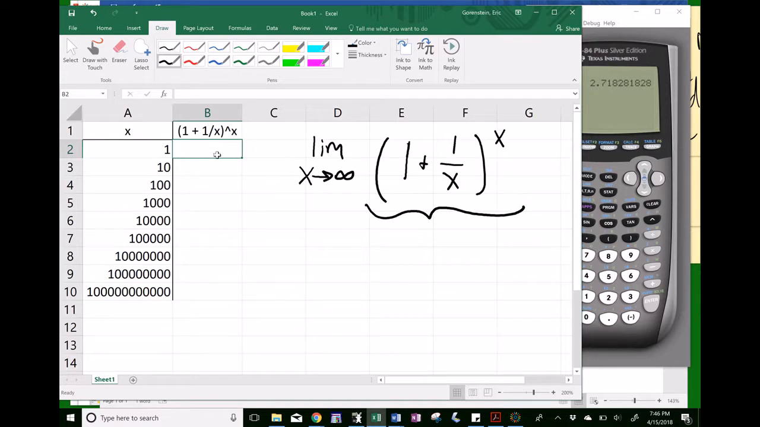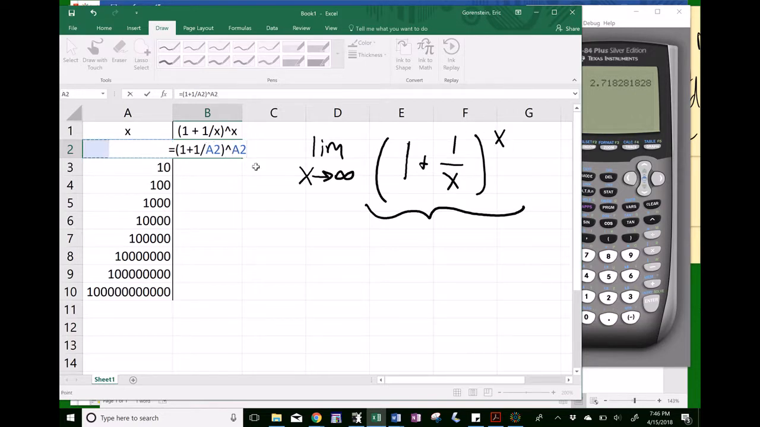And if you haven't used Excel in this way before, this might be a good chance to get some exposure to it. So I want to define this cell to be equal to basically exactly what this formula says, parentheses, 1 plus 1 divided by x. So x is located in that position directly to the left. So to the left of B2 is A2. So I'll say 1 plus 1 over location A2, because that's where my x is, close parentheses, raised to the power of that same x.